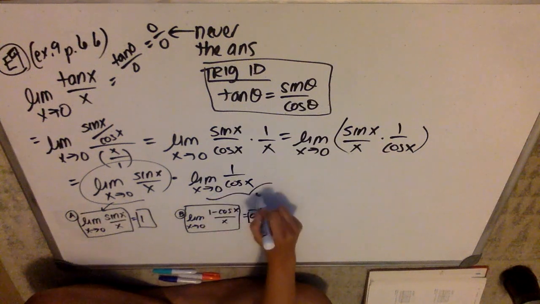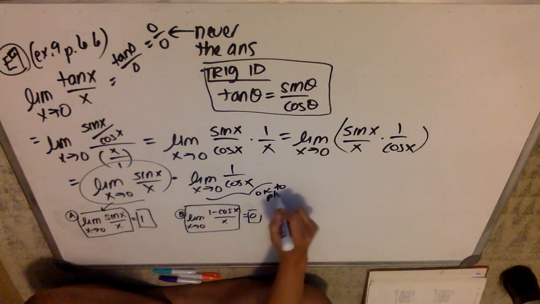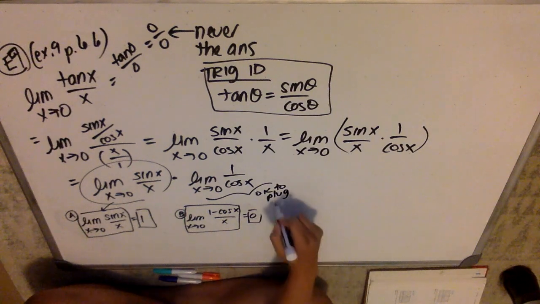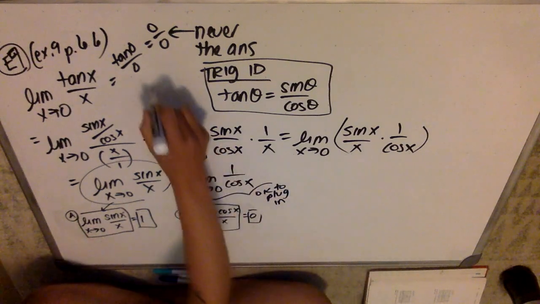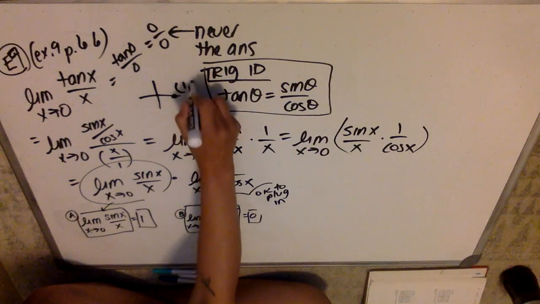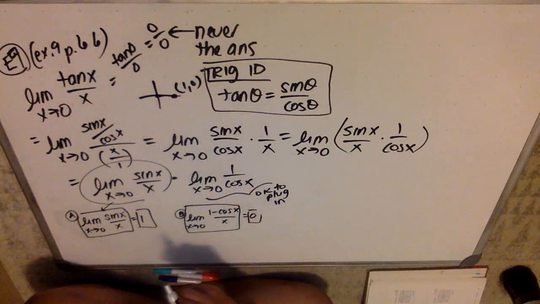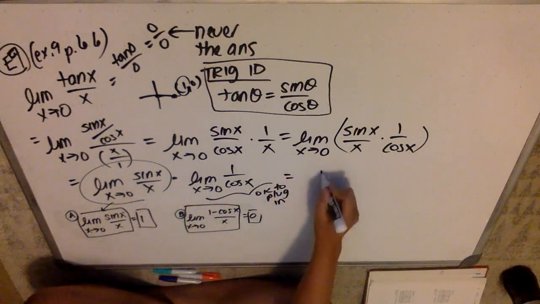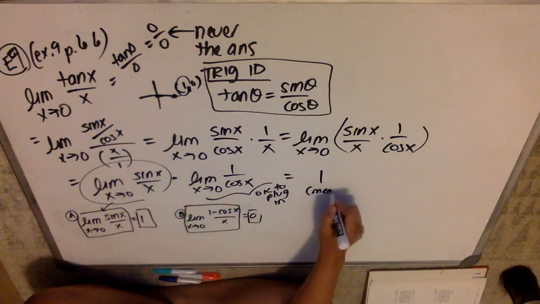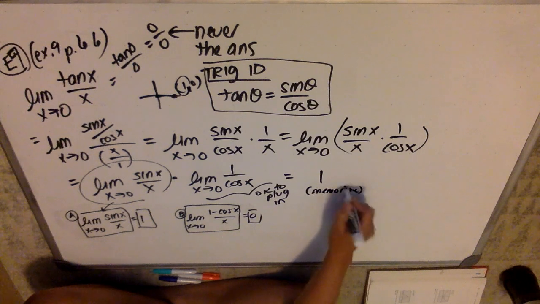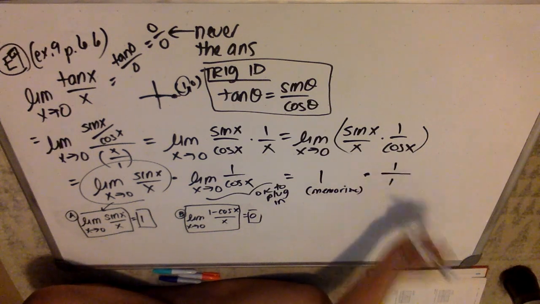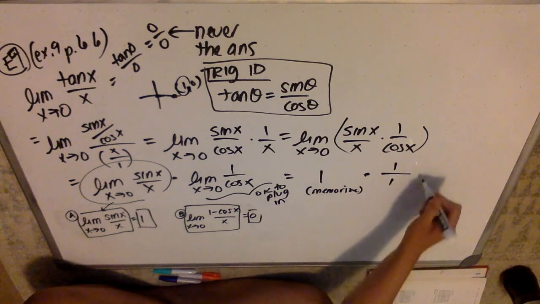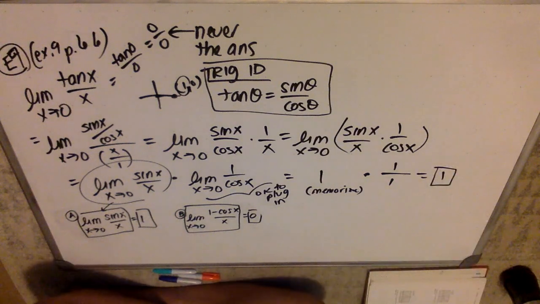And this one, I'm okay to plug in, because if I plug in, I get a cosine of 0 on the bottom, and cosine of 0 is 1, because again, on the unit circle, at an angle of 0 radians, the cosine is a 1. So I get that this thing is a 1 because I memorized it, and that this thing is a 1 over 1 because that's 1 over cosine of 0. So I end up getting that the whole answer is a 1.